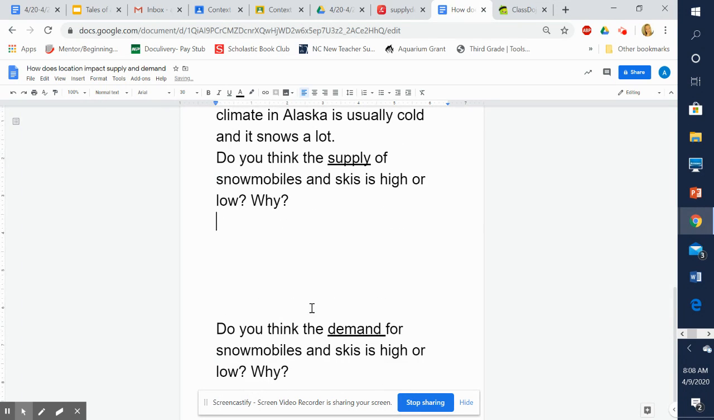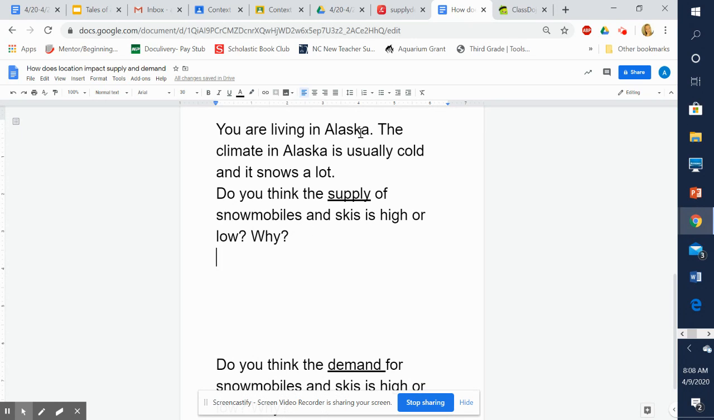So for this first one, it says, whoops, you are living in Alaska. The climate in Alaska is usually cold and it snows a lot. So we know that Alaska is up near Canada. It's cold, it snows a lot. It says, do you think the supply of snowmobiles and skis is high or low? So first we're talking about the supply. So if it's always snowing, always cold, snowmobiles and skis, I would say that the supply is high. So all you have to do is say high.